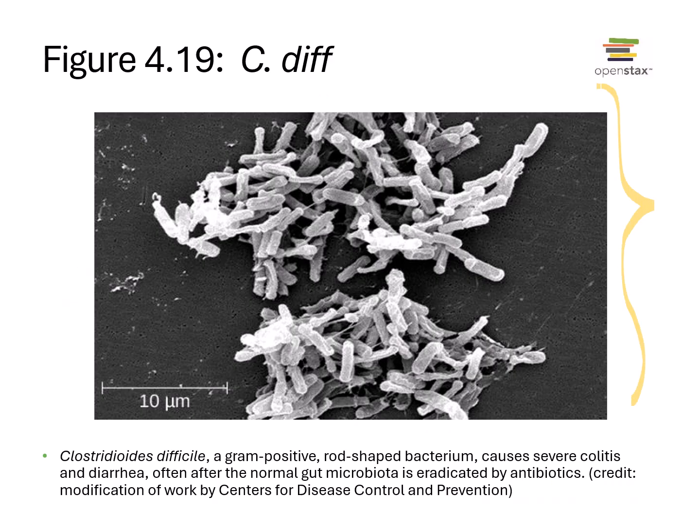And here we have an image of Clostridioides difficile that causes C. diff, or severe colitis, inflammation of the large intestine, and diarrhea. So we can see that these are rod-shaped cells, and these are also endospore formers.